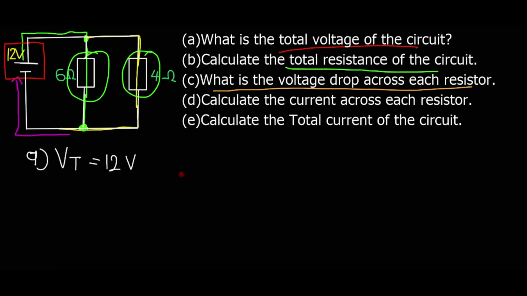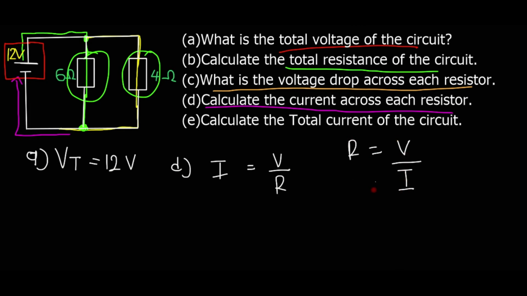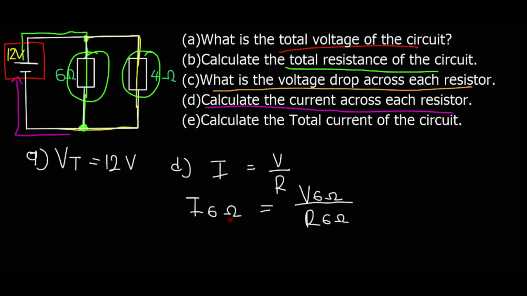Part D, calculate the current across each resistor. We will use this formula I is equals to V over R. It was from this formula R is equals to V over I. We define a resistor, and then because we want the current of each resistor, we will say I 6 ohm, because we want the current of this 6 ohm and of this 4 ohms. So we will use the voltage of 6 ohms, and then we use the resistor of 6 ohms because we want the current of 6 ohms.